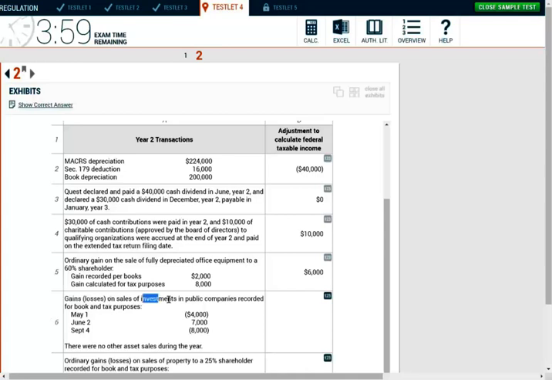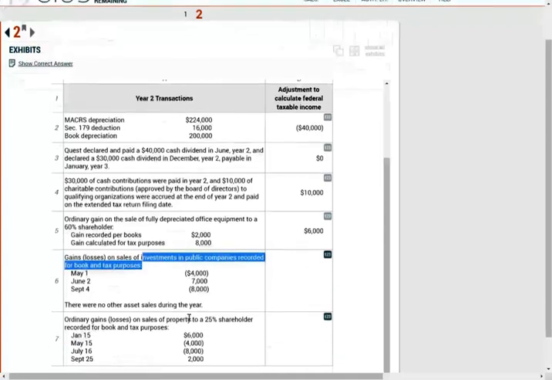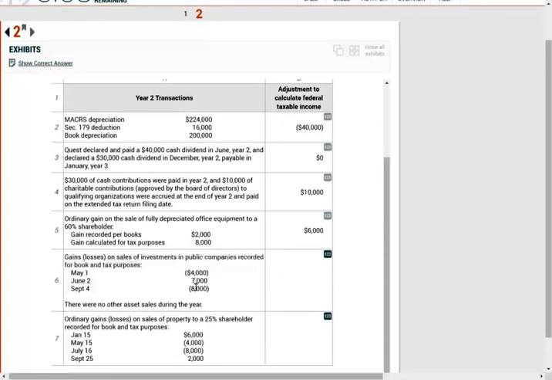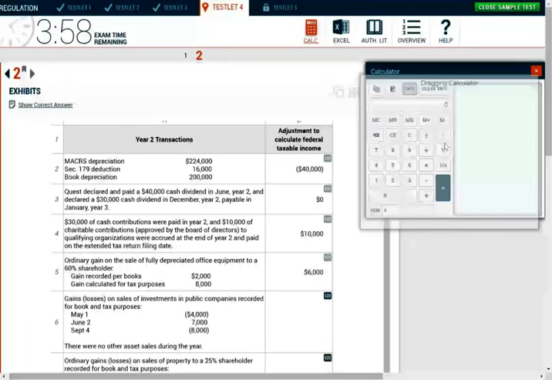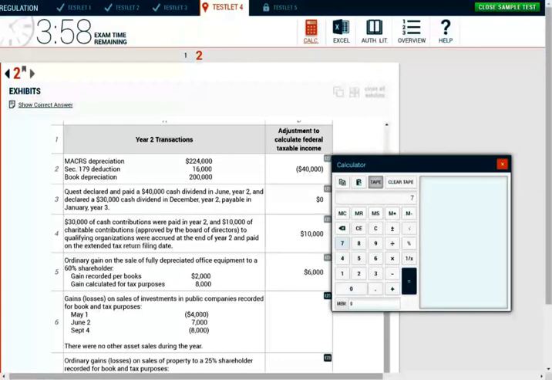Gains and losses on sale of investment in public companies recorded for book and tax purposes: May 1st, a loss of 4,000; a gain of 7,000; a loss of 8,000. There are no other asset sales during the year. Okay, so what does that mean? As far as book purposes, let's bring a calculator. We had a gain of 7,000 minus 4,000 losses minus 8,000 losses. We have in total a loss of 5,000.